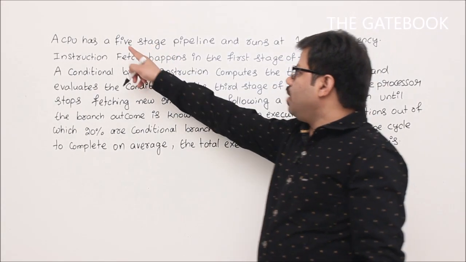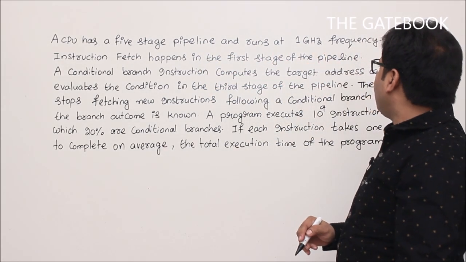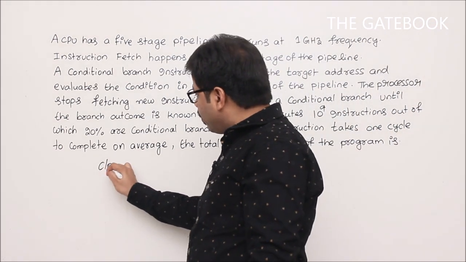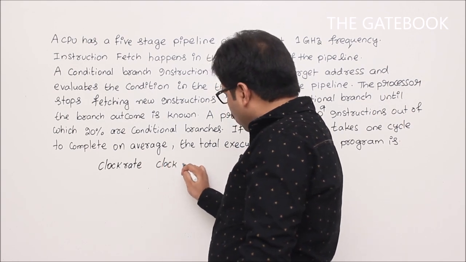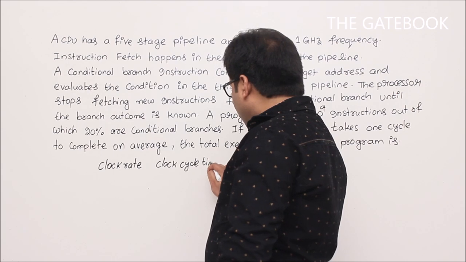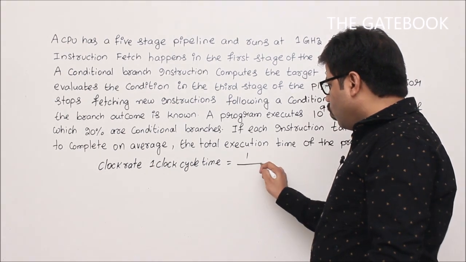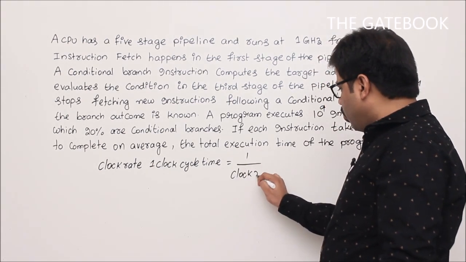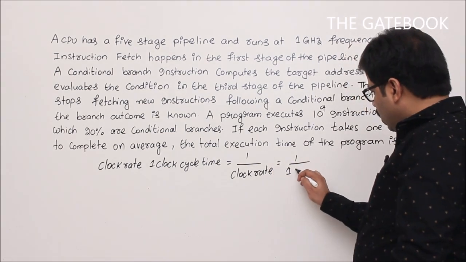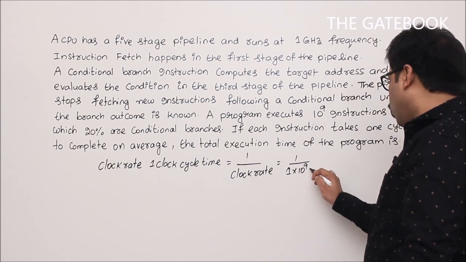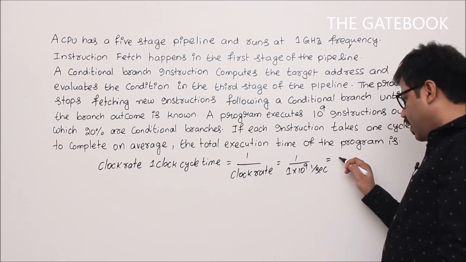See this question: a CPU has a 5-stage pipeline and runs at 1 gigahertz frequency. What does it mean, 1 gigahertz frequency? Actually that is called clock rate. So the relation between clock rate and clock cycle time we'll see. Generally, one clock cycle time in your computer is exactly equal to 1 by clock rate. This is the formula. So here it is 1 gigahertz. Giga means 10 to the power of 9, hertz means 1 by second, so it is second inverse. If it goes up, it will become second.